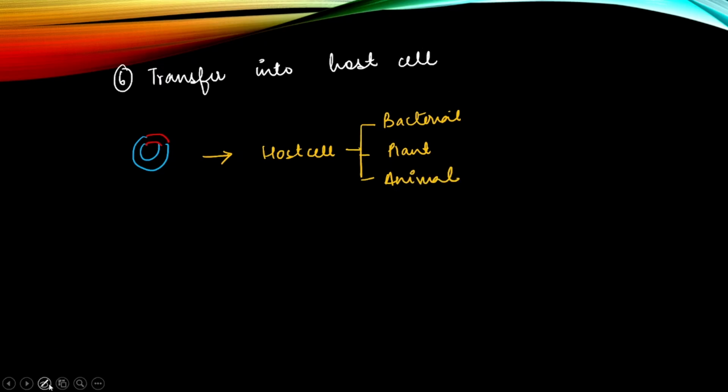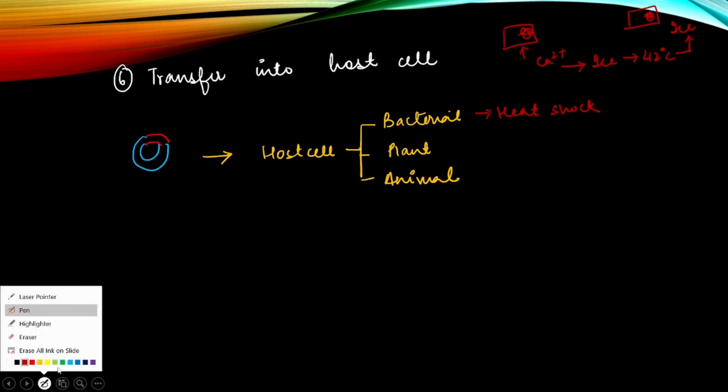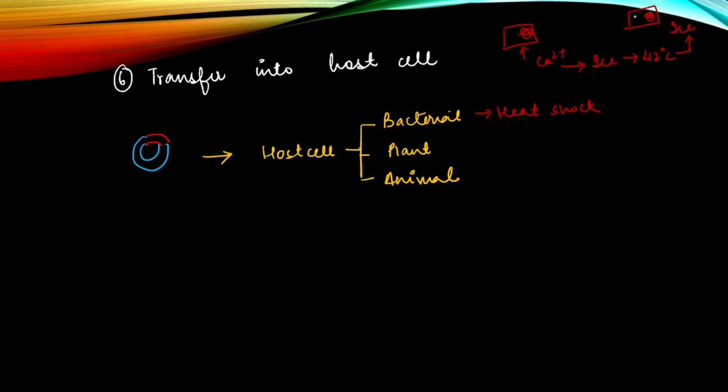If it is a bacterial cell, what is the process we use? We use a process known as heat shock. If this is a bacterial cell, we'll treat this cell with calcium. Then we will put the cell in ice. Then we'll give 42 degrees centigrade temperature. Again we put it in the ice. Now after some time, what will you see? You will see the recombinant DNA getting inside the bacterial cell. Right?